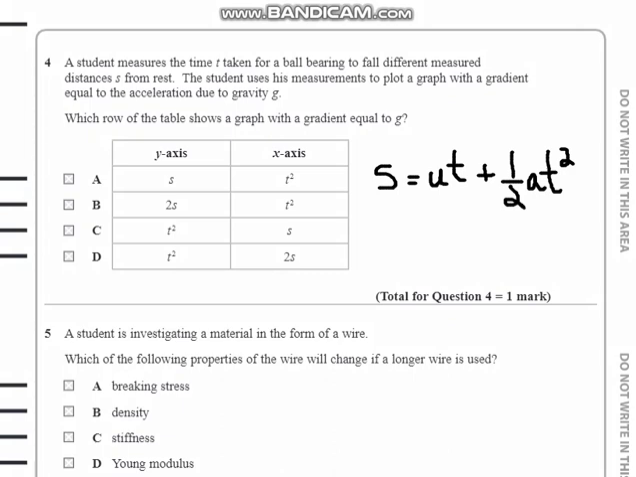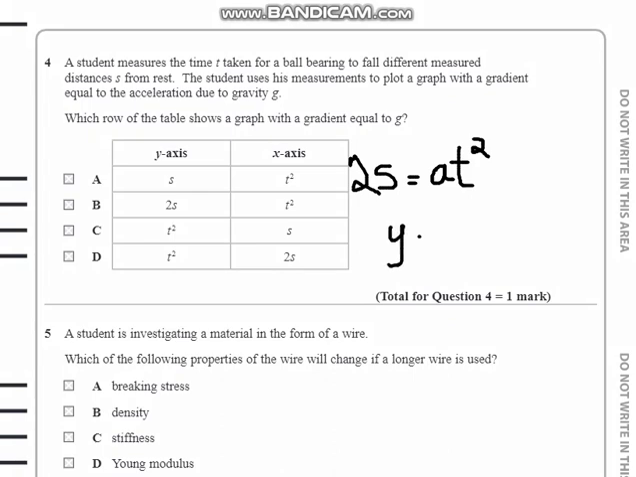Now to make your life easier, they say that the student measures the time taken for the ball bearing to fall different measured distances. So our initial speed will be 0. When our initial speed is 0, this term will cancel out because that will be 0 into t, that will give us nothing. Now we are ultimately left with s equal to half at squared. Now to remove the fraction, I'll multiply both sides by 2. There you go, guys. This has begun to take the form of a linear equation. I'll write it now.